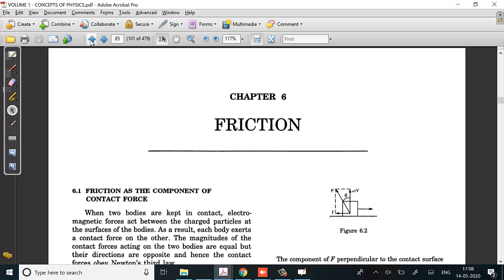So, we'll start friction. Now you have to solve the previous chapter also. This chapter will be similar, only one extra force will be added in the questions. Whatever questions you get in this chapter will be mostly similar to the previous chapter.